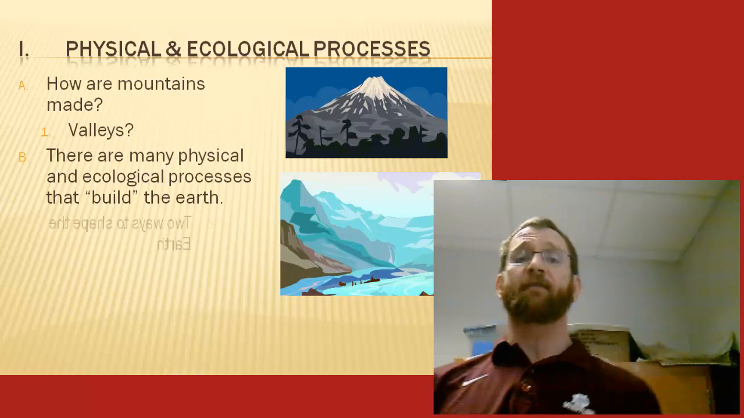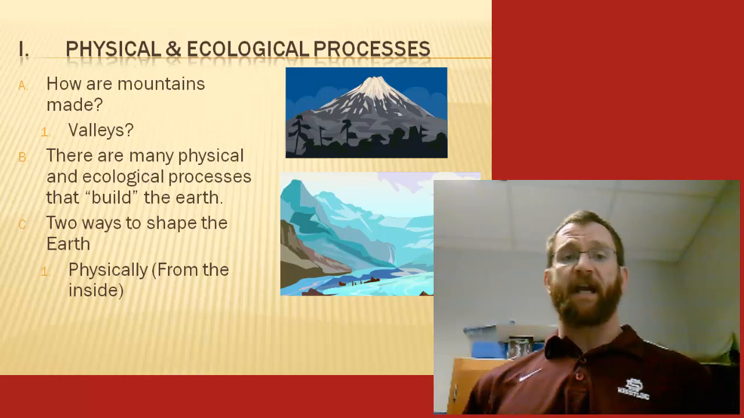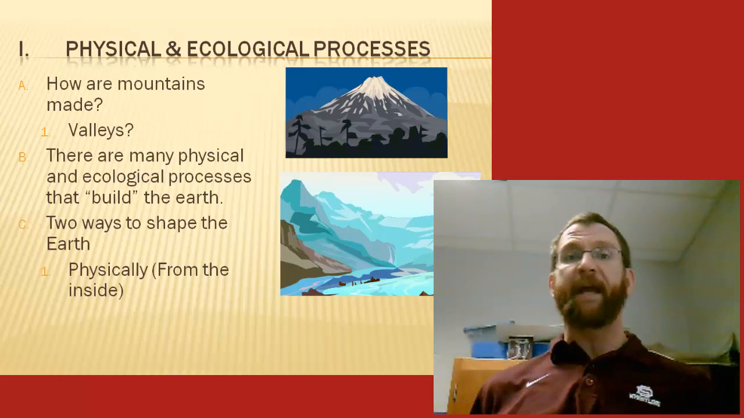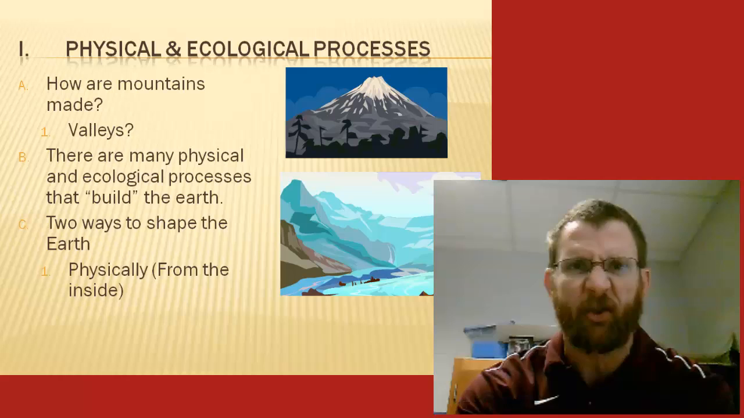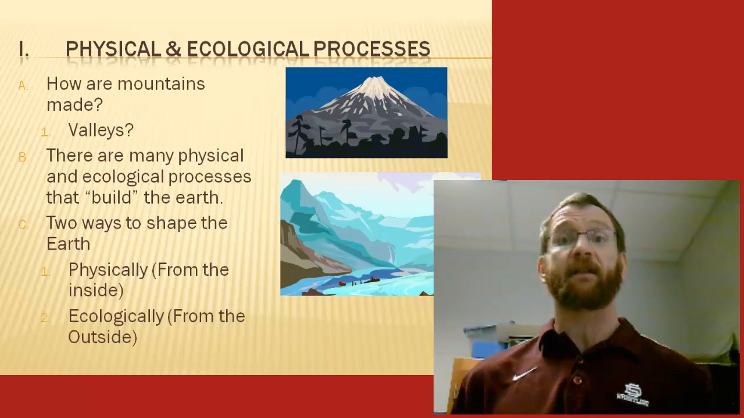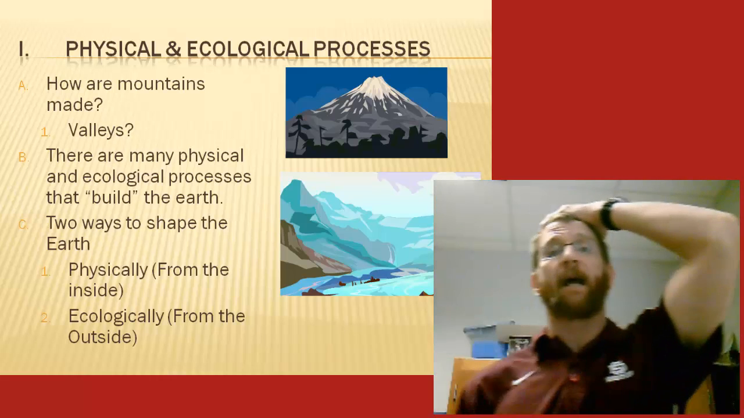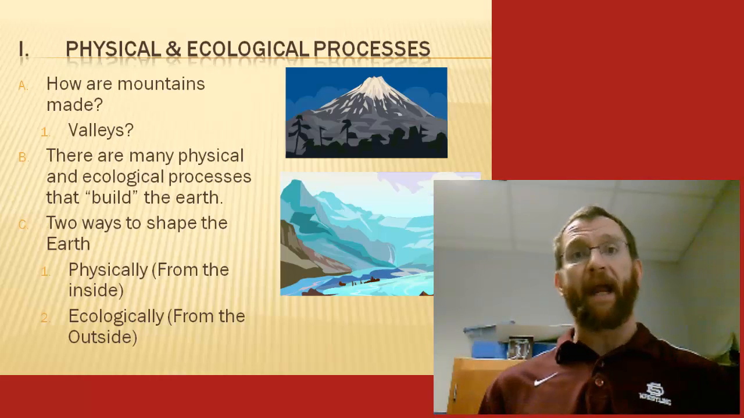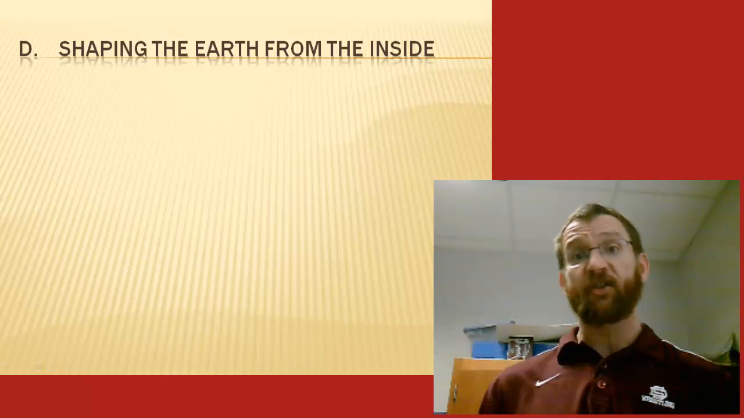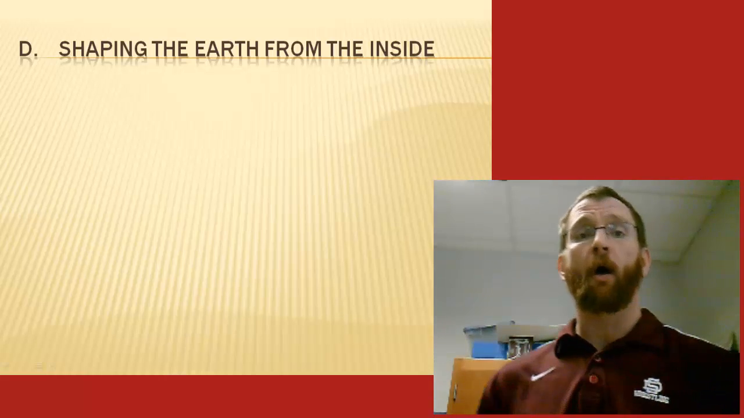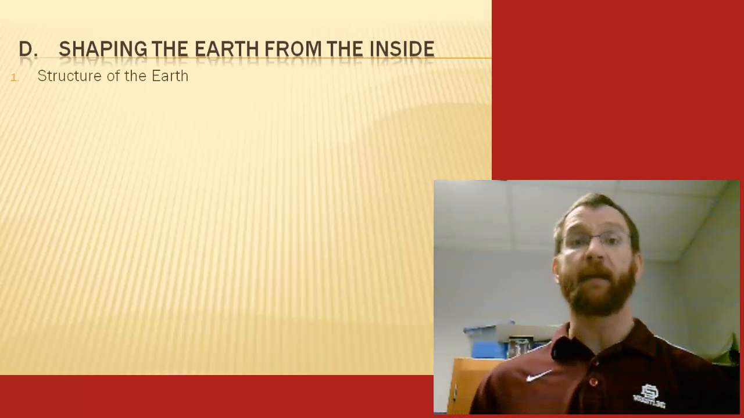The two types of changes are called physical changes, and those occur on the inside. That's eating a lot of food so I get big, or working out so I get bigger and strong. Ecological changes are changes that occur from the outside. And those changes are me cutting my hair or shaving my beard. Those are all different ways that the Earth's surface is shaped. Okay? Well, first of all, let's talk about the physical, or ways that the Earth is shaped from the inside.